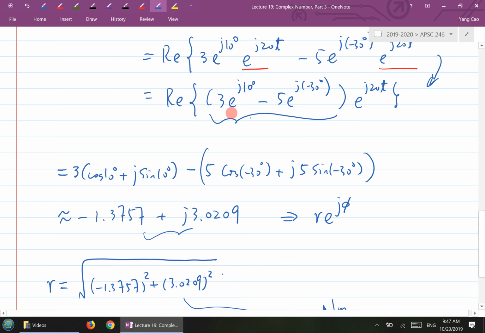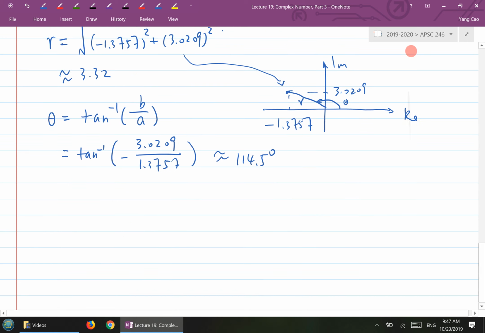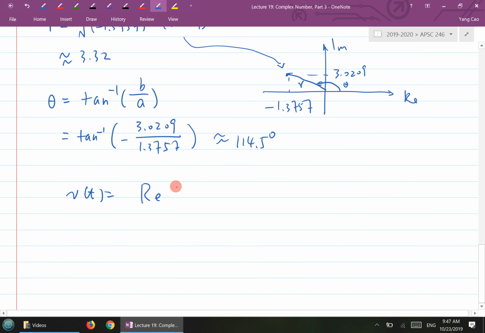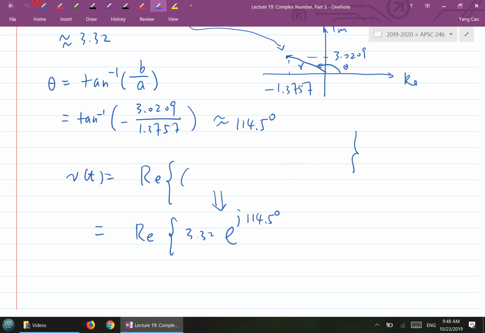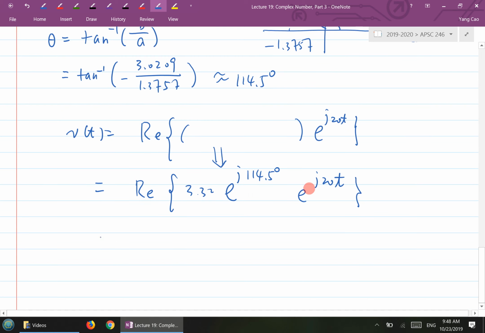Basically, the term inside this bracket, let me rewrite it again. So v of t, which is the real part. That whole term in the bracket can now be written as R, which is 3.32, times e to the power j 114.5 degrees. That whole term in the bracket can be written as this. And write down the e to the j 20t here. So now everything is easier. Then you get this e to the power j of 20t plus 114.5.